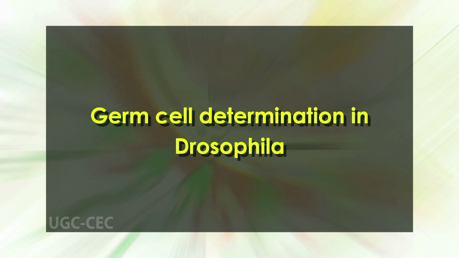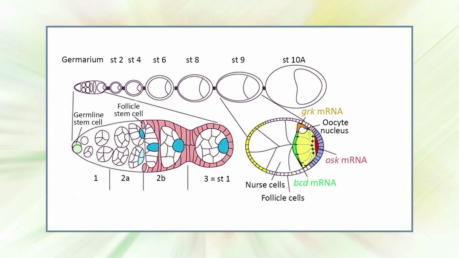Dear students, now let's discuss germ cell determination in Drosophila. In Drosophila, at 9th cellular division, the progenital germ cells form a group of pole cells at the posterior region of the developing embryo. The nuclei migrate to the posterior region and get surrounded by the pole plasm that's composed of mitochondria, fibrils, and polar granules.